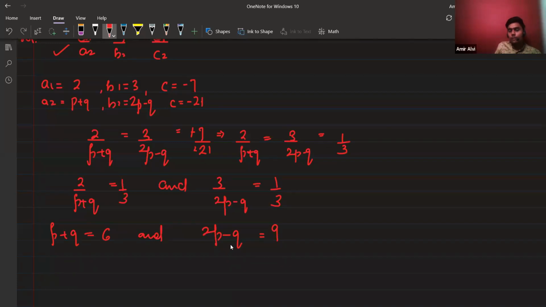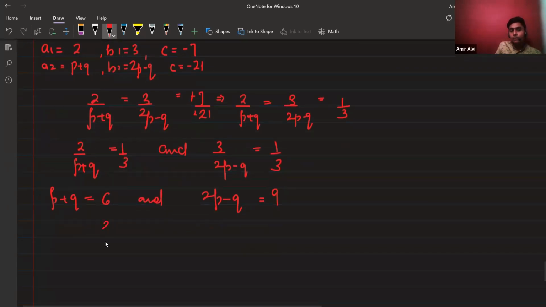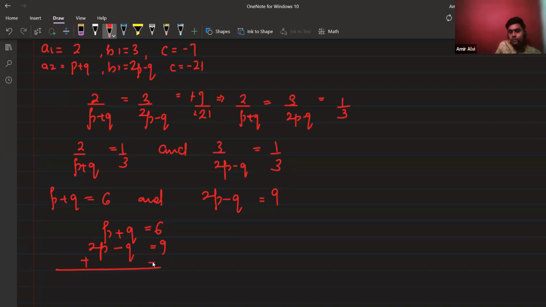Clear? We can directly eliminate because plus Q and minus Q is there. We don't need to multiply anything. Just add them up. 3P equals 15. So P is equal to 5.